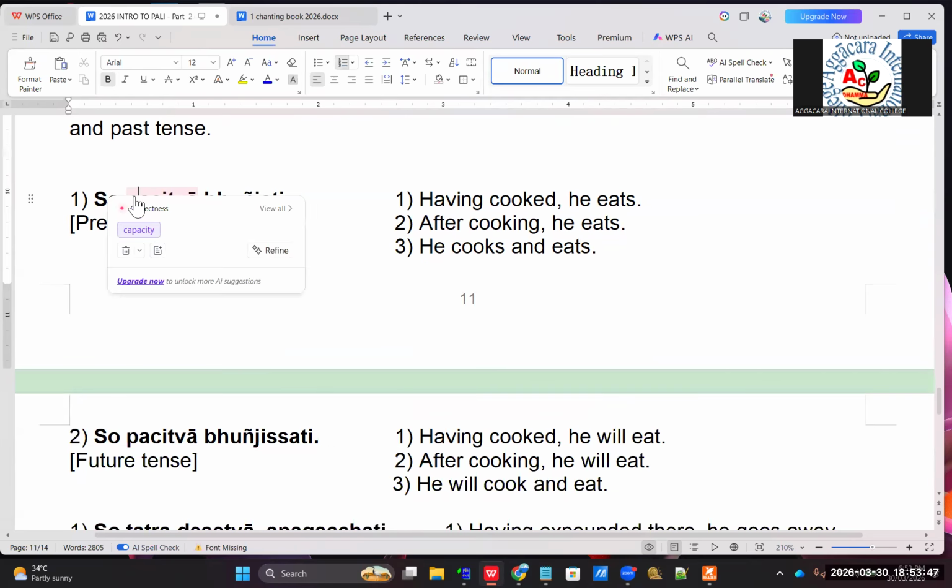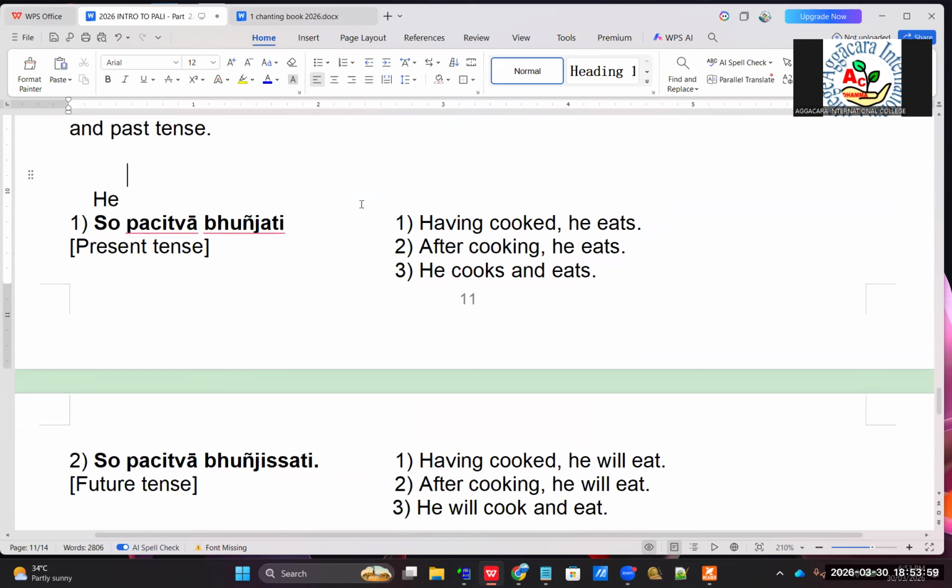First example, pachitua bunjanti. This comes from the word pachati. Pachati is cooks. So you take pachati, then you add the itua, and minus this one, so you get pachitua. Pachitua is a gerund.